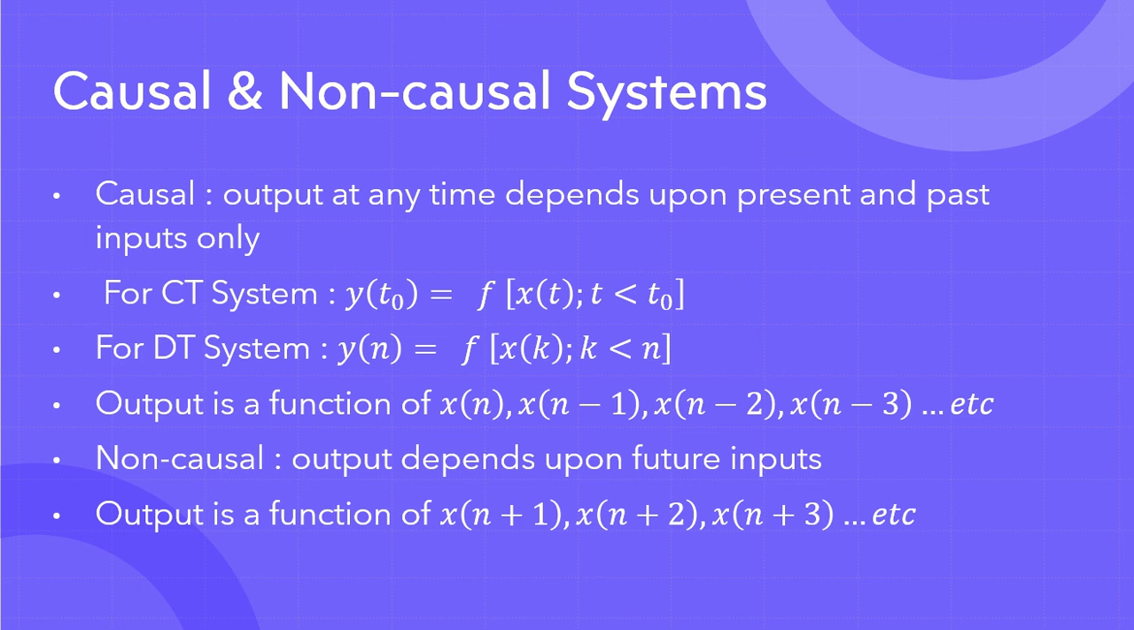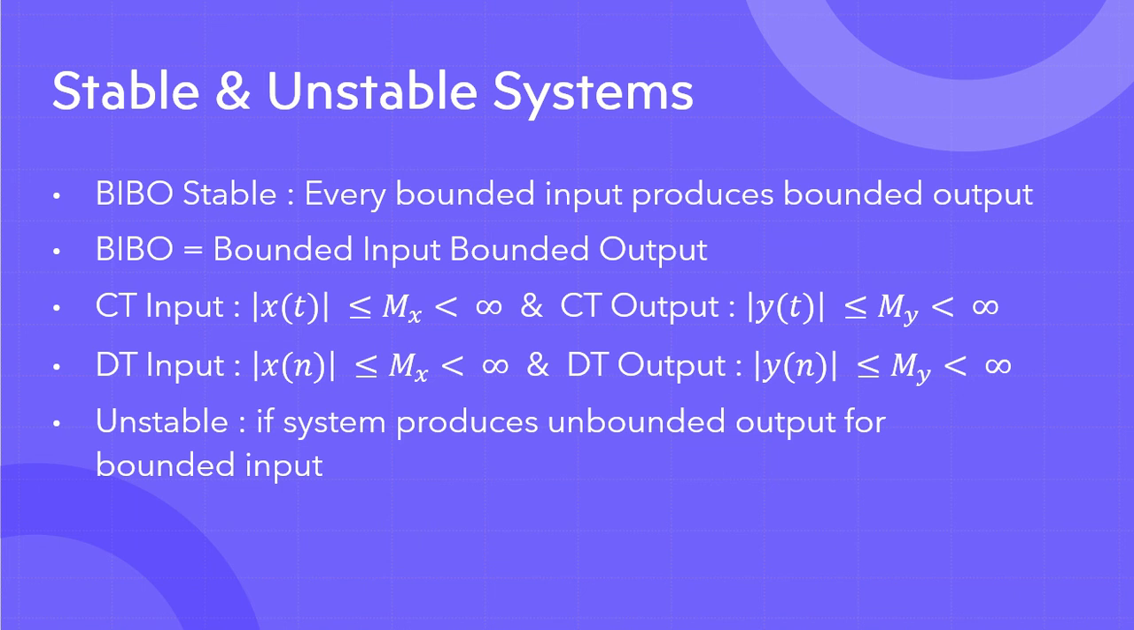Okay, and again, how do you distinguish when you are calculating the sum? Whenever you see in the output that your output is depending on x of n plus 1, n plus 2, n plus 3, that means your system is a non-causal system. Okay, now let's see stable and unstable systems. So for that, let's see what a BIBO system is. BIBO system means bounded input bounded output system.